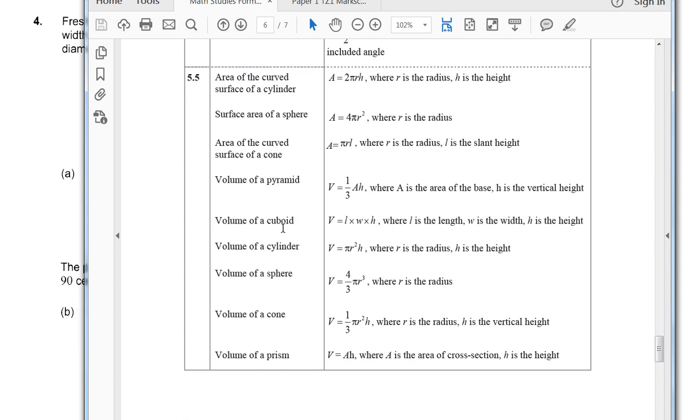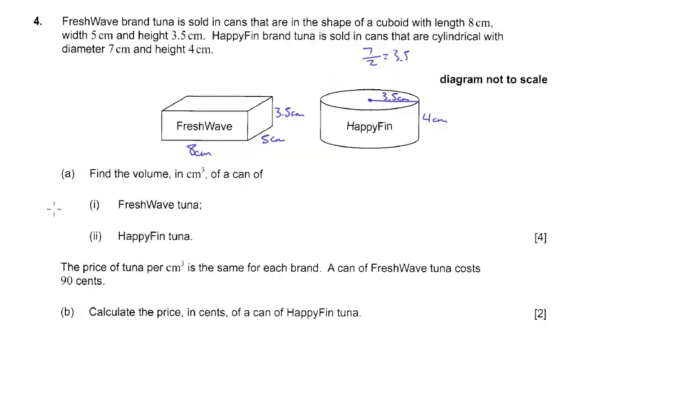Volume of a cuboid. Look at that. It even tells us it's a cuboid. Length times width times height. Okay. And then volume of a cylinder is going to come in handy there too. Its volume equals pi r squared times h. That's going to come up on the next part, finding the Happy Fin tuna.